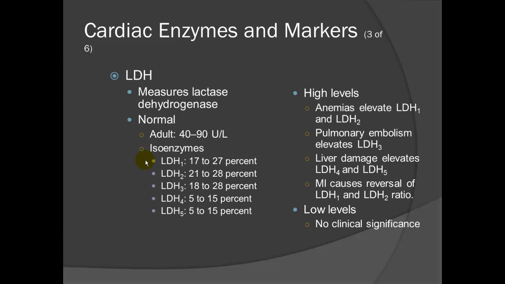LDH. If we're looking at LDH 1 and 2, this is primarily the isoenzymes that we run right here. Measures lactate dehydrogenase. Normal is going to be about 40 to 90. LDH1, usually out of that sample, is about 17 to 27%. LDH2 is normally 21 to 28%. The rest of these, LDH3, would indicate a possible PE if it was high. 4 and 5 is going to be liver. So LDH3, 18 to 28%. LDH4, 5 to 15. LDH5, 5 to 15.